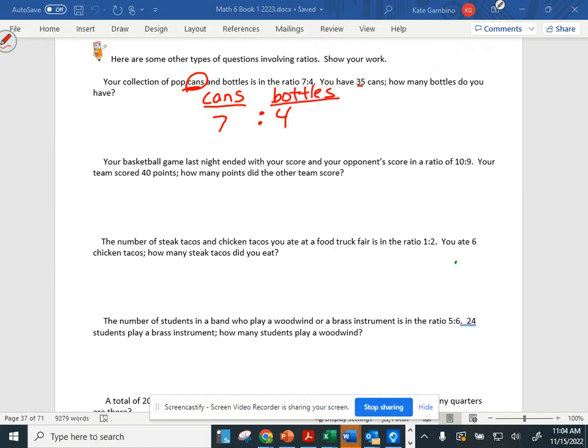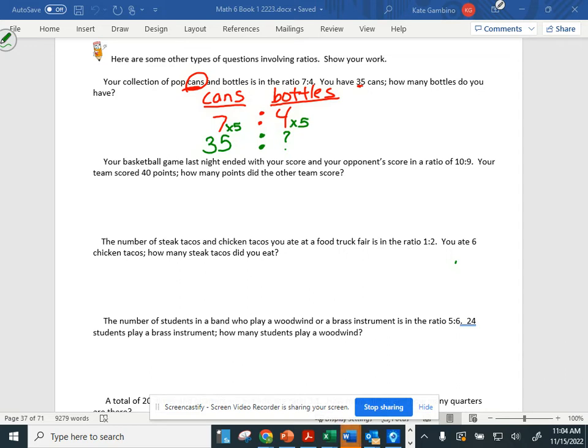All right, now we know we have 35 cans. So I have 35 cans. How many bottles do I have? How can I find that answer? What do you think, James? Since 7 times 5 equals 35, we need the same thing with a 4, which is 20. 7 times 5 gave us that 35.